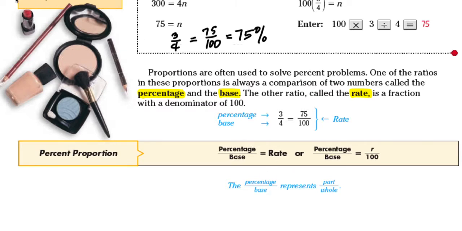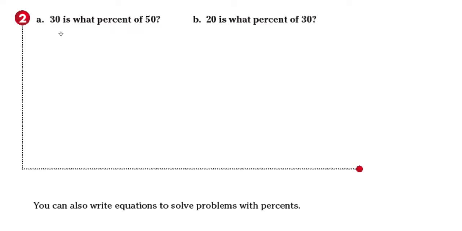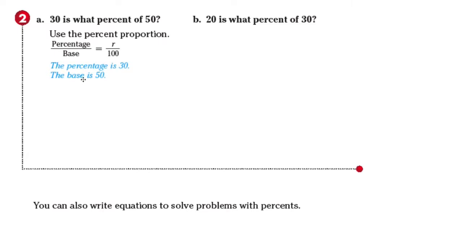Let's take a look at example number 2 and see how this works. 30 is what percent of 50? Obviously, we're going to use the percent proportion: percentage over base equals r over 100. The percentage is 30 and the base is 50. So we have 30 over 50 equals r over 100. Using cross products, 3,000 equals 50r. Divide both sides by 50 and we end up with r equals 60.